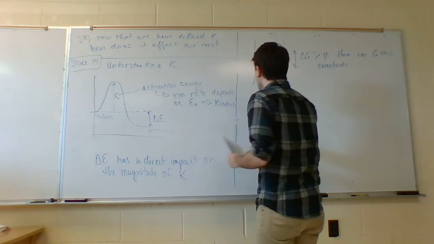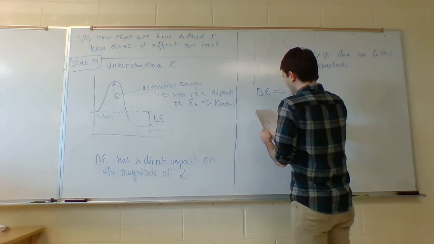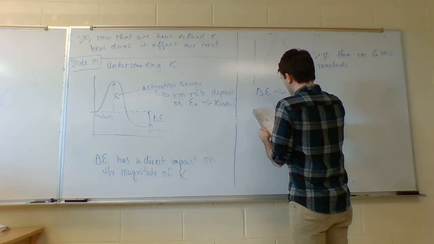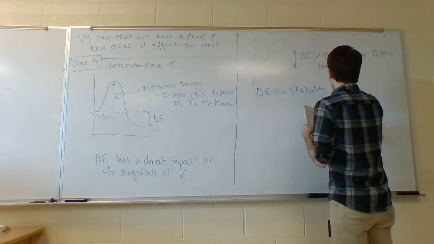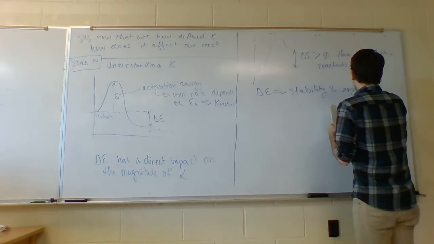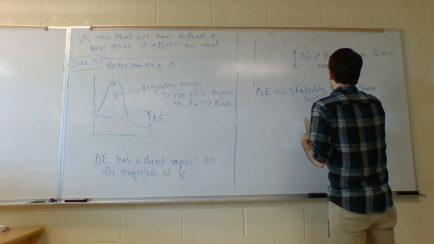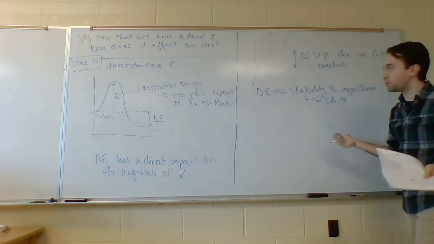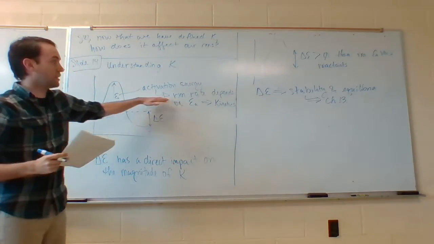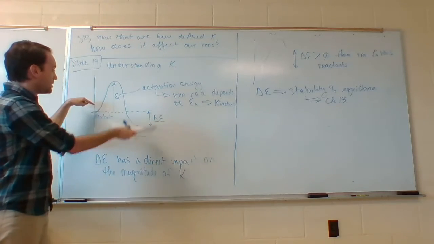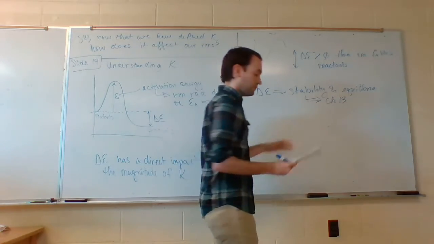So that means that delta E is related to our stability and our equilibria, which means that it's related to the topics of chapter 13, the one that we're talking about now. So again, the height of it affects the rate, which was kinetics, and then the difference between our product and reactant energies affects our equilibria.